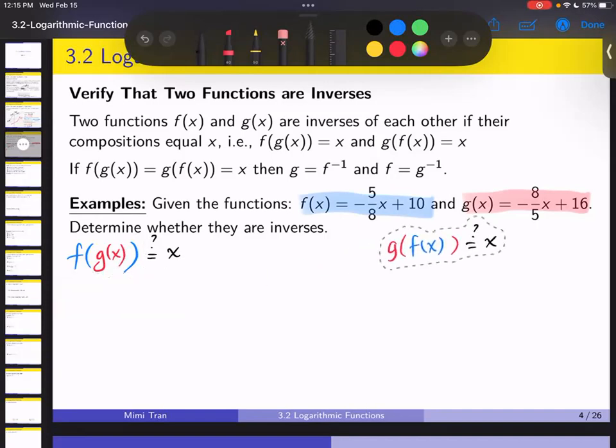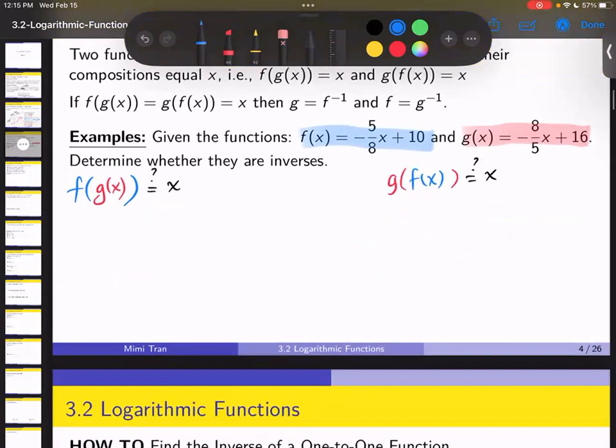There are two processes I have to do here. Let's do the left one first. What is g of x? When I highlight it in red, it's -8/5 x plus 16. So I'm going to replace g of x with -8/5 x plus 16. What do I do with that? I plug that blob into f. Remember what f looks like: f is -5/8 times x, but it's no longer x, it's going to be times the blob, plus 10. And that blob is -8/5 x plus 16.